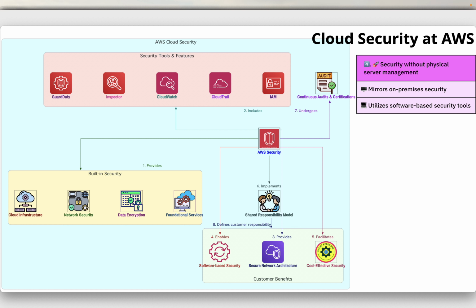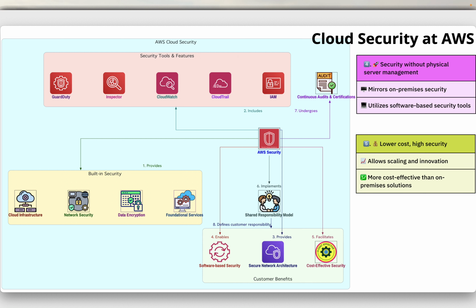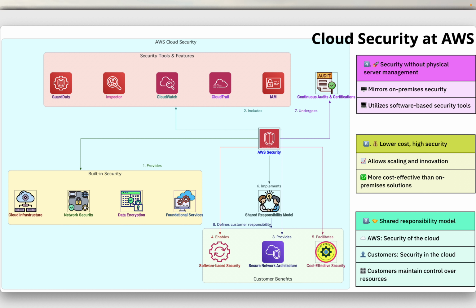Cloud security mirrors on-premises security but eliminates the need for physical hardware management, utilizing software-based security tools. Lower cost, high security. AWS cloud allows scaling and innovation within a secure environment at lower cost than on-premises solutions. Shared responsibility model. AWS ensures security of the cloud, while customers are responsible for security in the cloud, maintaining control over their resources.